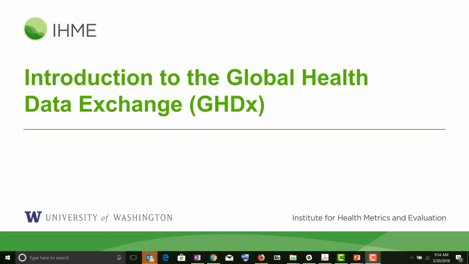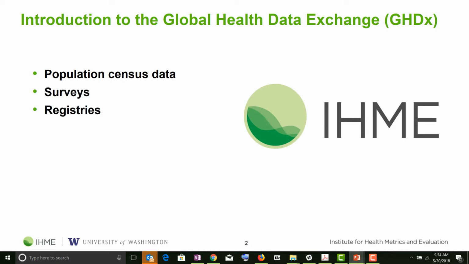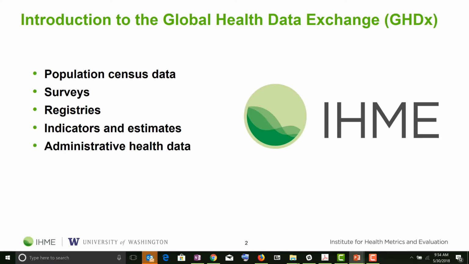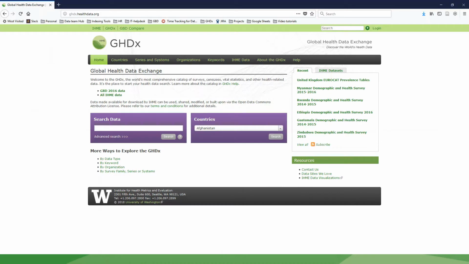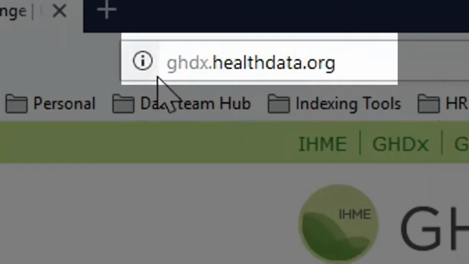The Global Health Data Exchange is a catalog of global health and demographic data. You can use the GHDx to research population census data, surveys, registries, indicators and estimates, administrative health data, and financial data related to health. To navigate to the GHDx, just enter the following address into your navigation bar, ghdx.healthdata.org.